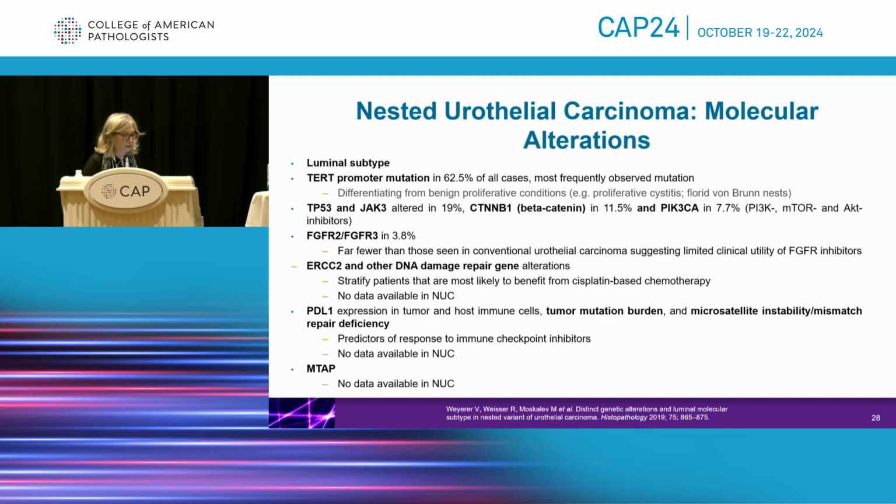And other forms of molecular alterations that are present in other forms of urothelial carcinoma are not known to be present in nested urothelial carcinoma, in that we don't have data. For example, DNA damage repair genes would be able to stratify patients that could benefit from cisplatin chemotherapy, or PD-L1, tumor mutation burden, or microsatellite instability that would be able to predict response to immune checkpoint inhibitors, or MTAP, a marker that people have been writing about a lot in the last couple of years. We don't have any data in this subtype of urothelial carcinoma.